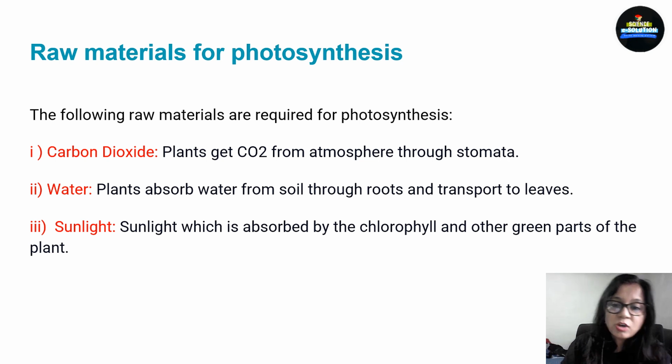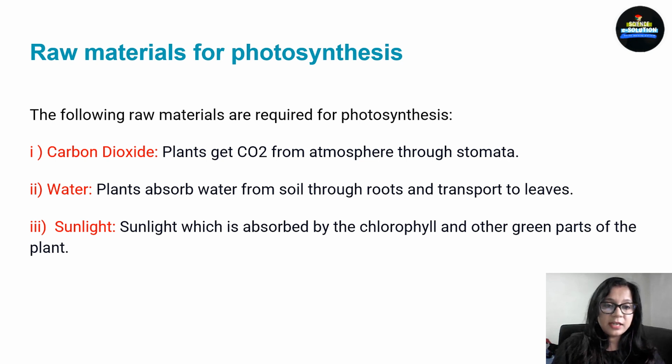So those are called stomata, and with the help of stomata only, the plants obtain carbon dioxide, which is required for photosynthesis. Then comes water. From where does the water come? Plants absorb water from the soil through their roots, root hairs, and then it is transported to the leaves through their xylem. This is again one of the important questions.